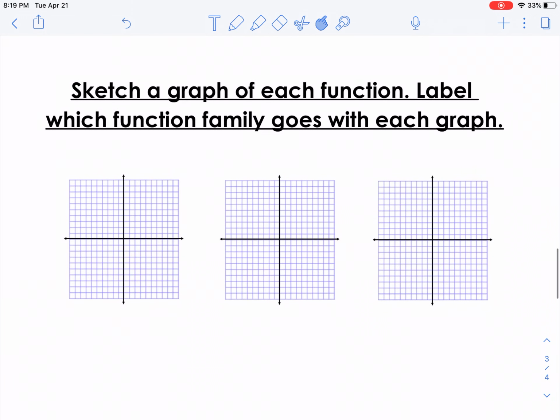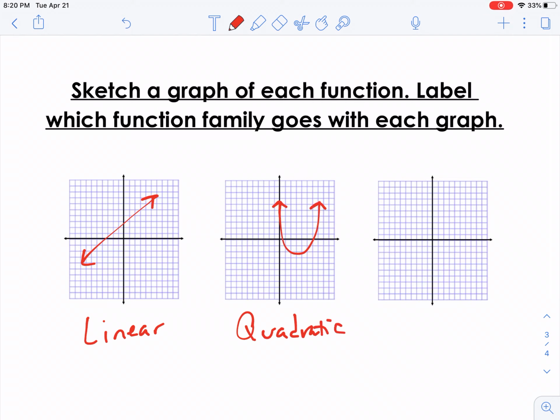Sketch a graph of each function. We should know that linear is just a line. That's a quick sketch of a linear. A quadratic, which we just got done studying, looks like a U-shaped parabola. And an exponential, if you remember, kind of starts like a quadratic, but it curves upward in one direction, and then it tails off to the other side. It rises really rapidly.